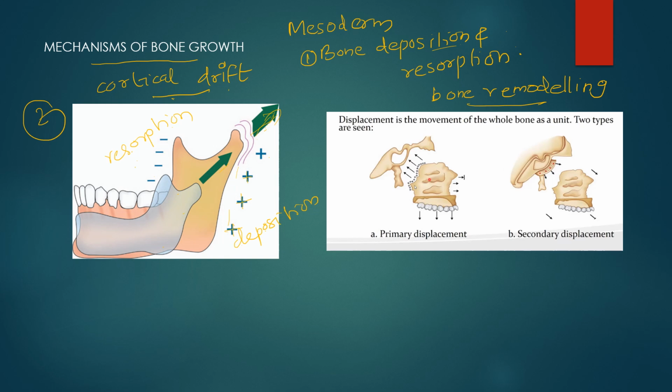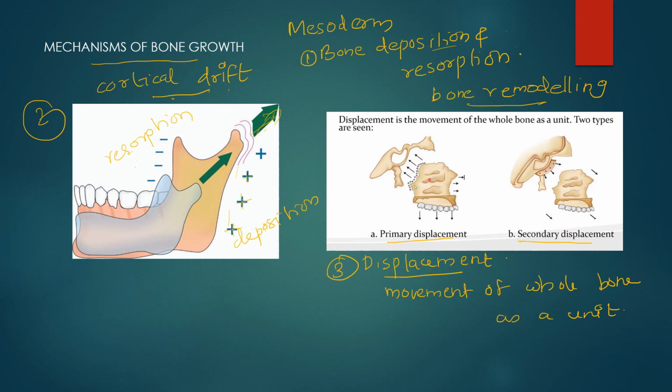The next mechanism of bone growth is displacement. Displacement means the movement of old bone as a unit. Displacement is of two types, primary displacement and secondary displacement.